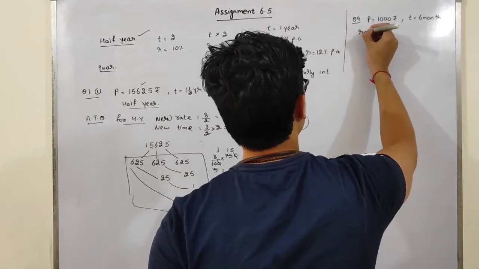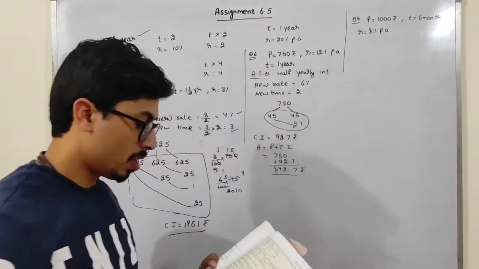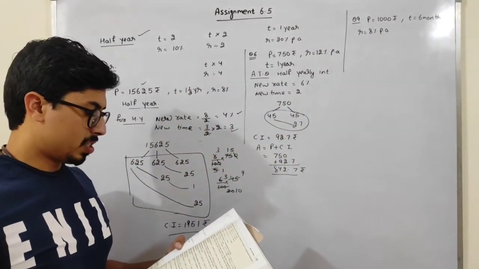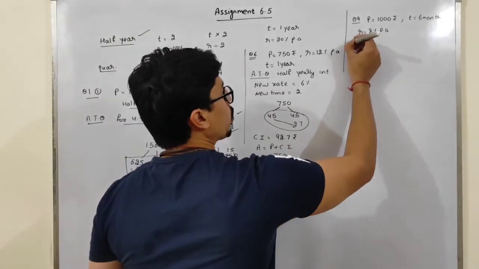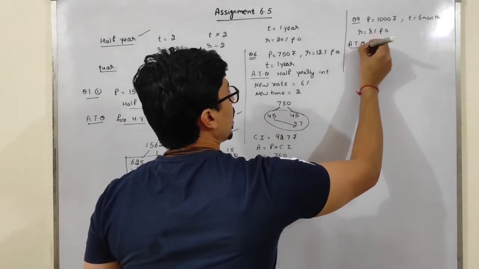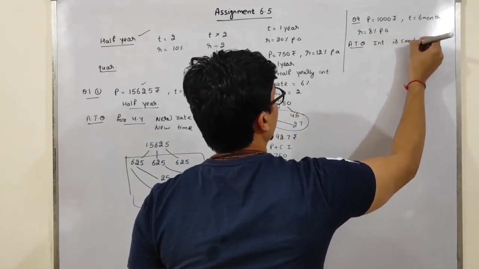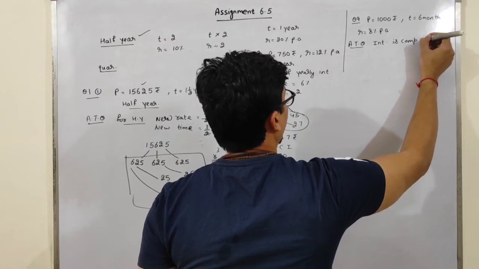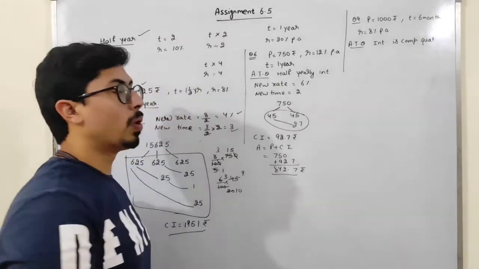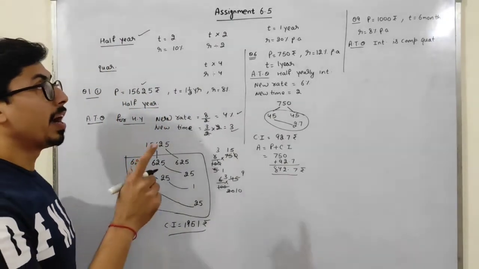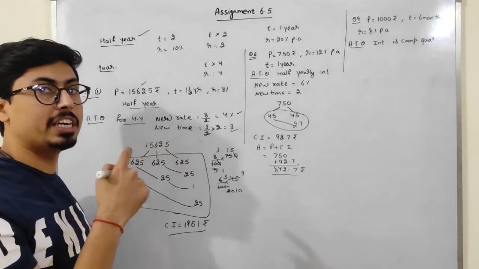Rate is 8% per annum. Find the compound interest. According to question, interest is compounded quarterly. That means I have to take the time and multiply it by 4, and I have to take the rate and divide it by 4.